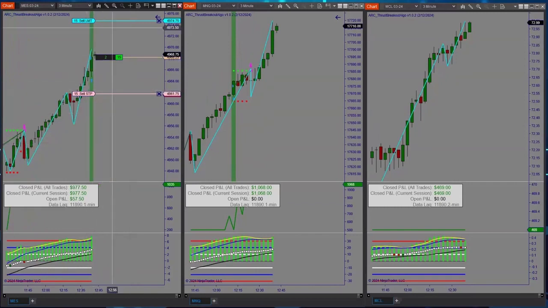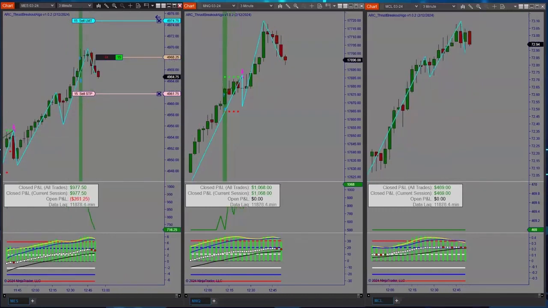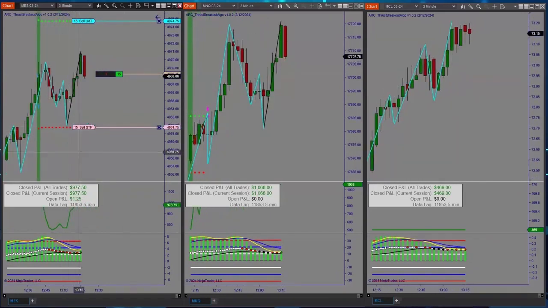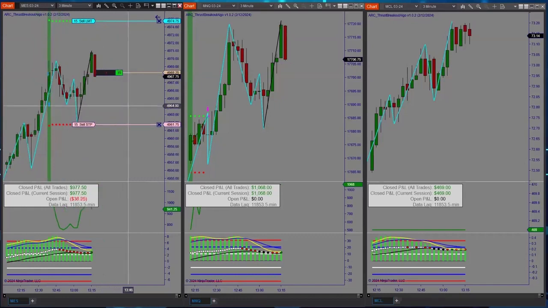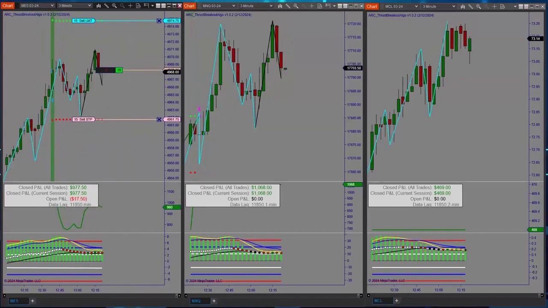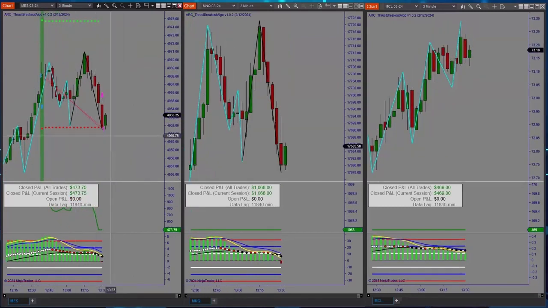Okay, we got another long on MES. So we got pretty close to the stop. Never did quite make it to the stop. Let's see how it does from here. Okay, that one was a stop out. Take it as it is. Still got money on the table for each market here, so that is fine. Let's see if there's any other last minute trades that come through.